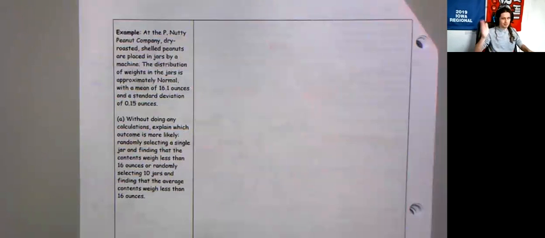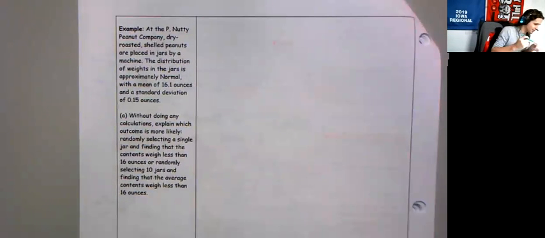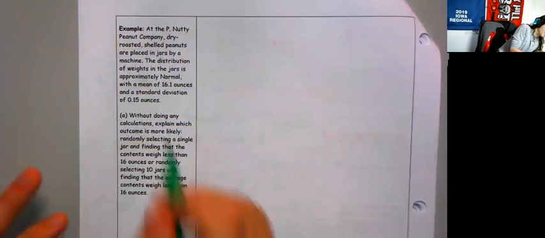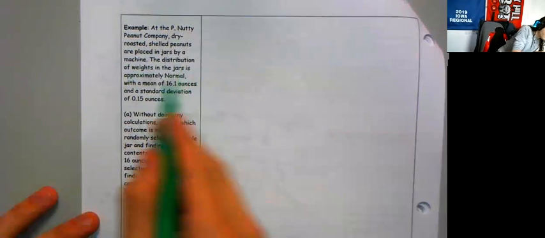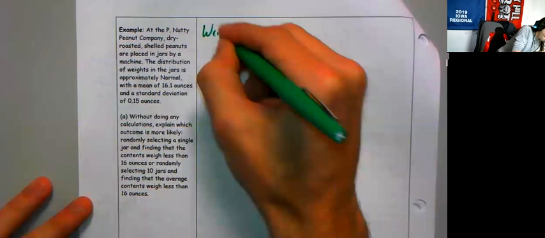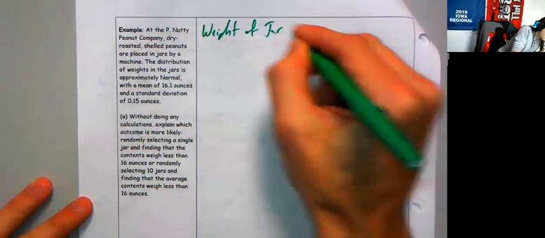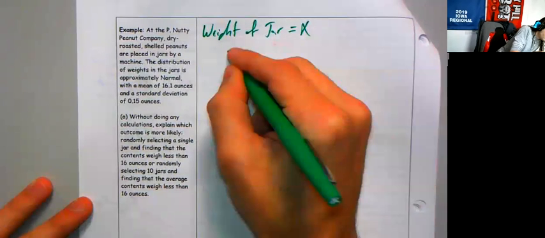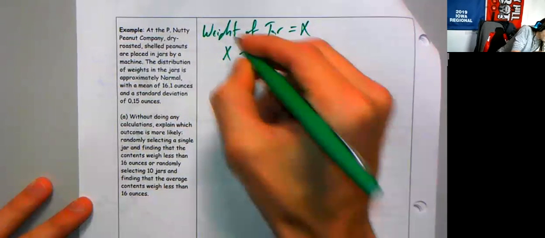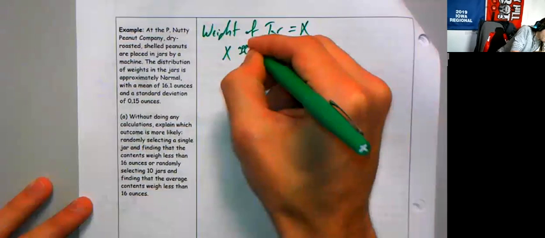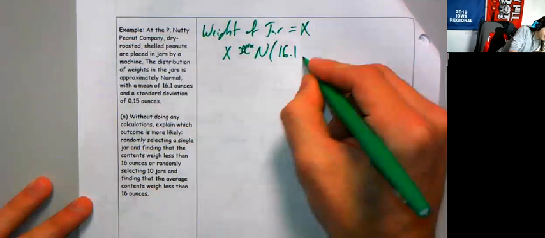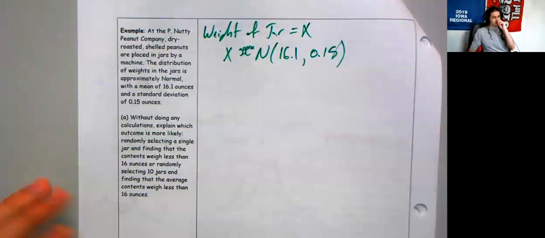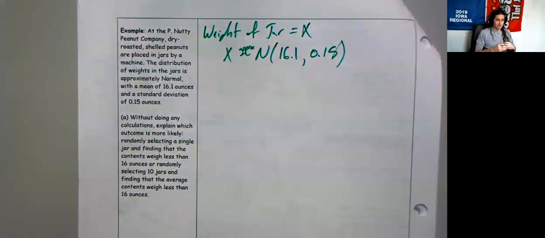At the Peanutty Peanut Company, great. What an awesome example. Dry roasted shelled peanuts are placed in jars by a machine. Okay, don't do it by hand. Distribution of weights of the jars. All right, so weight of jar, let's call that X. And X is distributed approximately normally with a mean of 16.1, standard deviation of 0.15. So that's the population. That's saying the average jar has that mean and standard deviation.